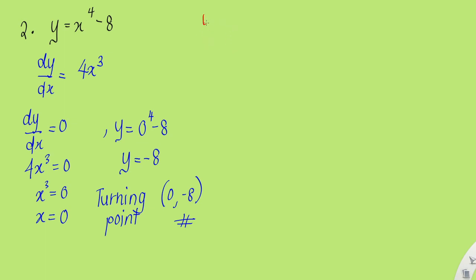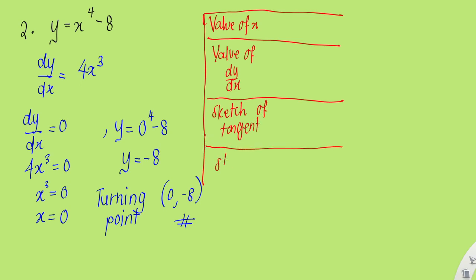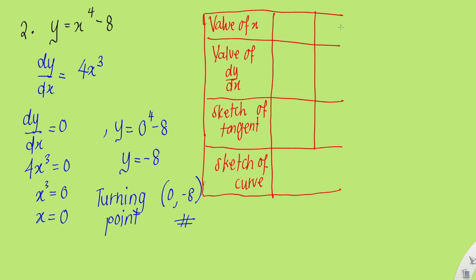You can start by doing your table first. Here you have value of x. Always start with value of x. Then you have value of dy dx. Then the third one, sketch of tangent. And the last one will be the sketch of the curve, because we just want to prove how this can be a minimum point or even a maximum point. So this one is divided into three columns, rows and columns.